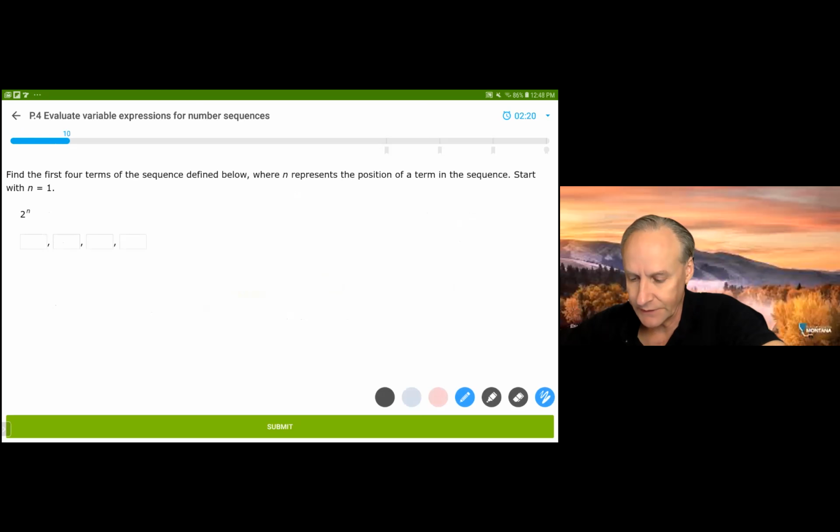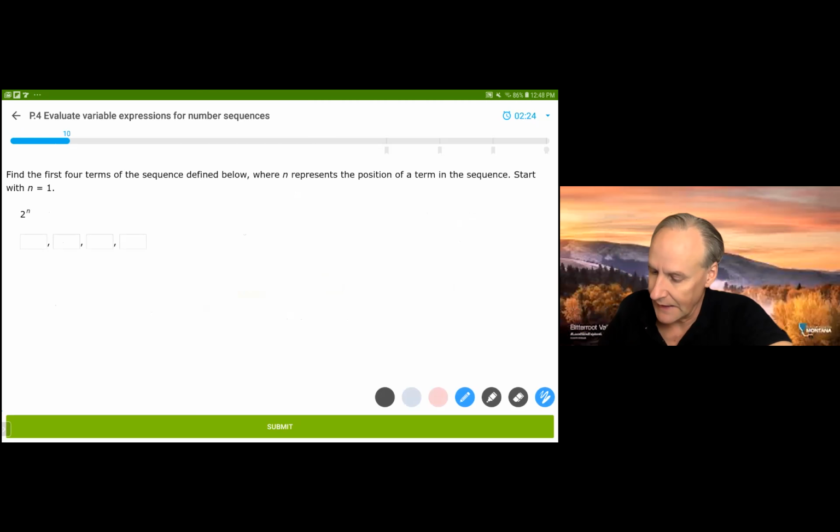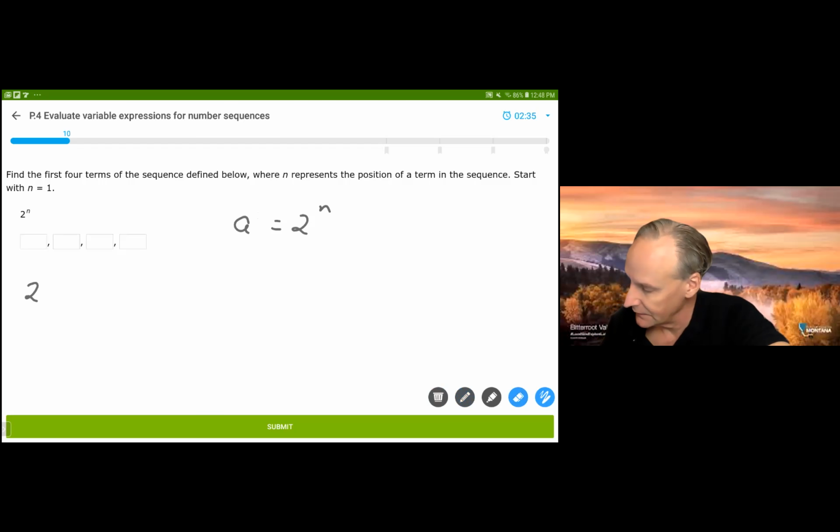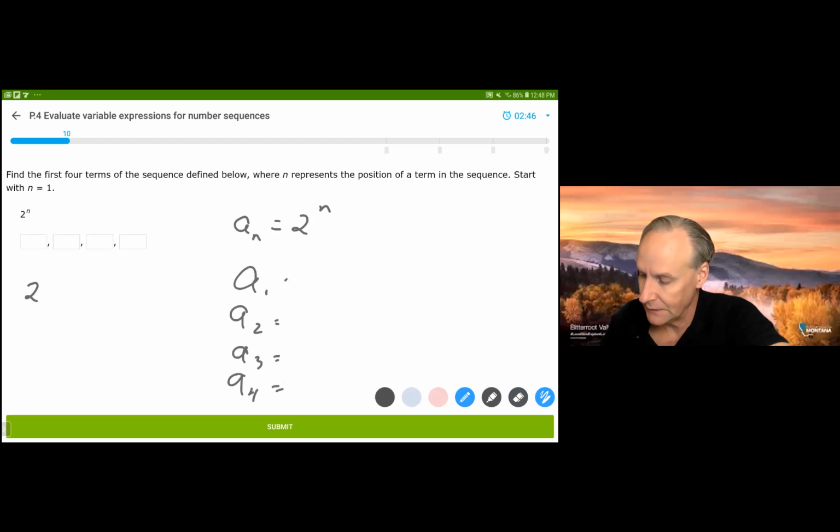Now I think they're going to alternate with geometric sequences. Now geometric sequences work like this. Shall I write it formally? a sub n is equal to 2 to the n. And we want a1, a2, a3, and a4, which of course is 2 to the first, and that is an ugly 2. Okay, try again.